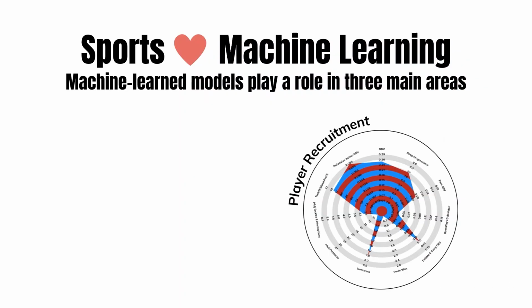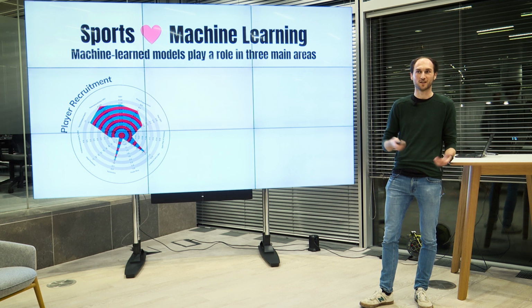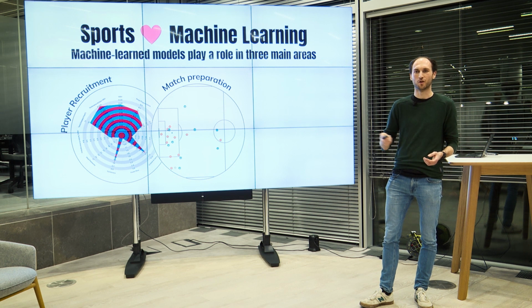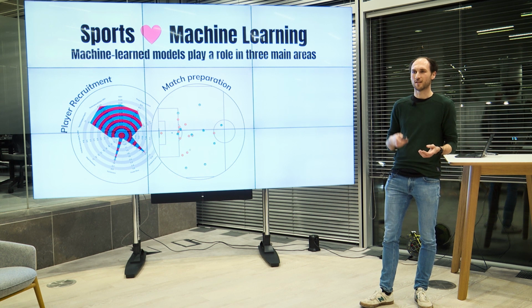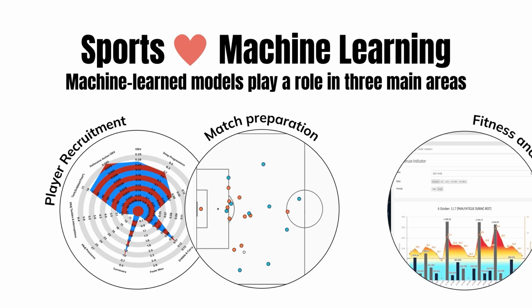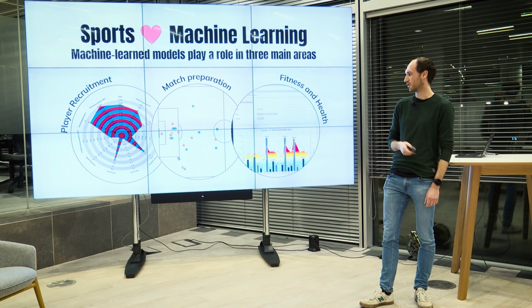So at a higher level, you could say that machine learning is nowadays used in soccer in three main areas. First, there's player recruitment, where you have these machine learning-based metrics like XG and possession value, which help us to assess the strengths and weaknesses of players. Then there's match preparation, which traditionally involves people watching a lot of video and annotating events and patterns, but nowadays with machine learning we can automatically look for some of these patterns. And then finally there's fitness and health, where we can use machine learning to assess the fitness of players and determine their risk of injury.